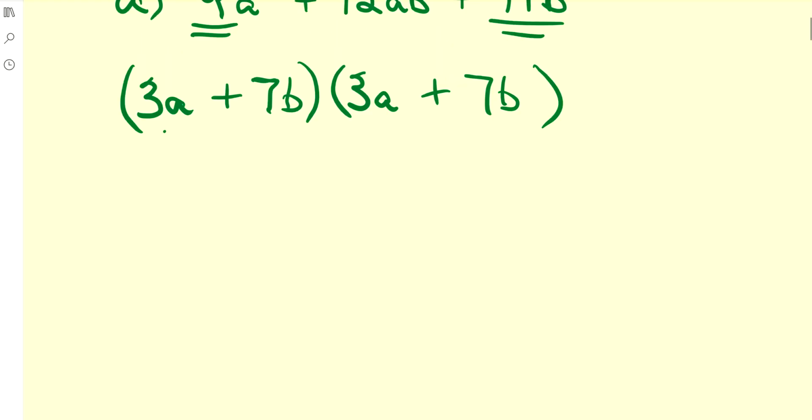Okay. That was A. How about B? Let's get a B in here. Let's see what that's about. This one is written up as 25 minus 10t plus t squared.